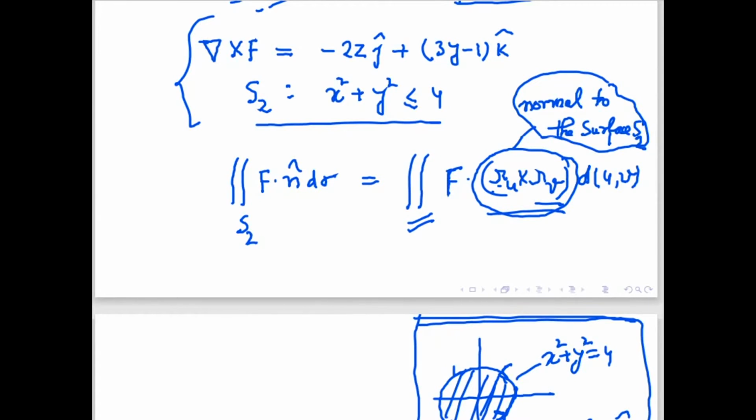x = r cos theta, y = r sin theta, with r from 0 to 2 and theta from 0 to 2 pi. If you take r sin theta, then r will go from 0 to 2, because x square plus y square is less than 4, right?